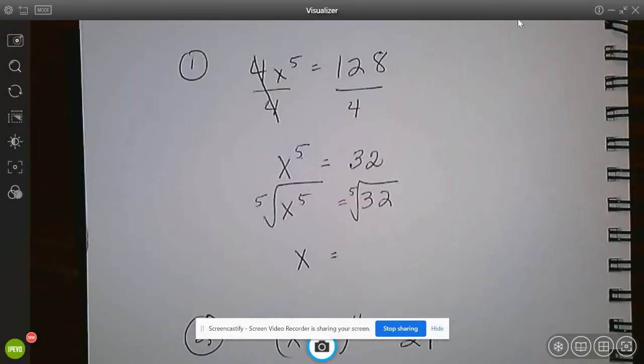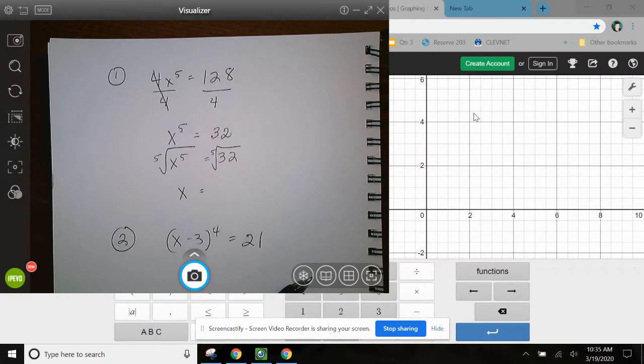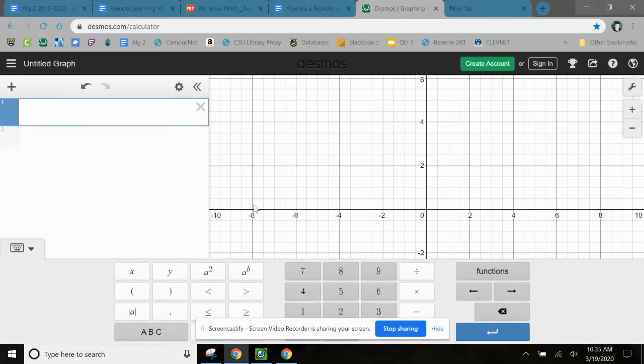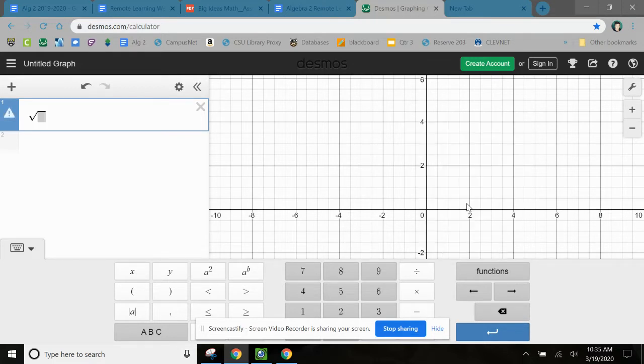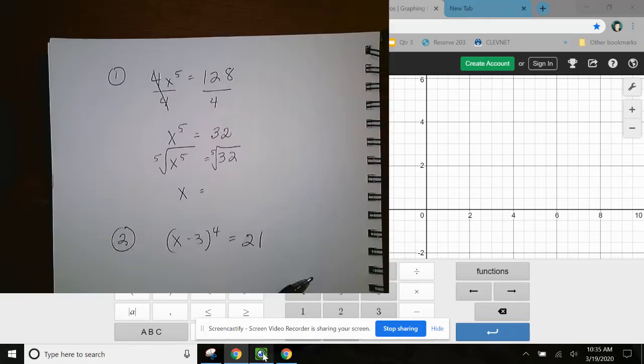And I'm going to go into Desmos here. Remember, you have to go to Functions. And we're going to use this one that has the little nth root here with the radical. So I'm going to type in 5th root of 32. And there's my answer. It's just 2.